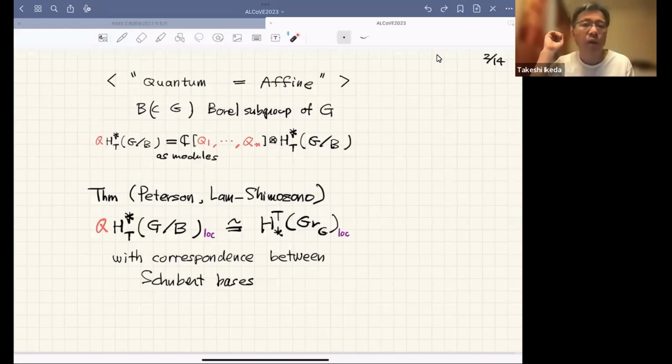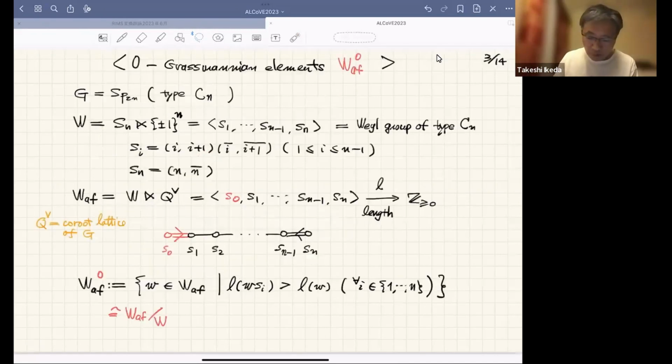Okay, then I think I should explain what this set is. This is a subset of the affine Weyl group. So now we consider symplectic groups. The Weyl group is isomorphic to the signed permutations.